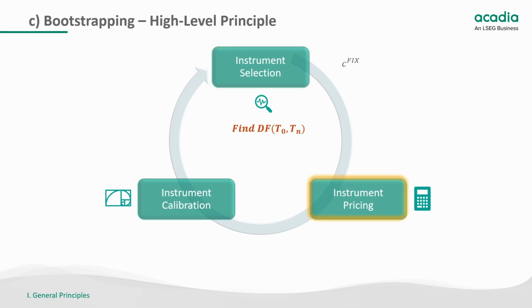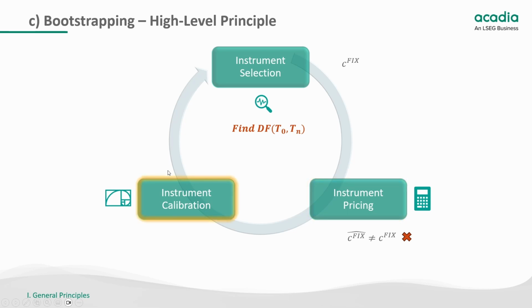Then we have instrument pricing. We use an initial guess for the discount factors that we want to calculate, or the zero coupon rate corresponding to this discount factor. It's interchangeable. And then we value the instrument using the quote rate and the quote maturity as inputs. At that stage, the implied swap rate of the instrument we are pricing will likely be far off from the market swap quote, and that's normal. We are going to get a final result in the next step, which is the instrument calibration step.